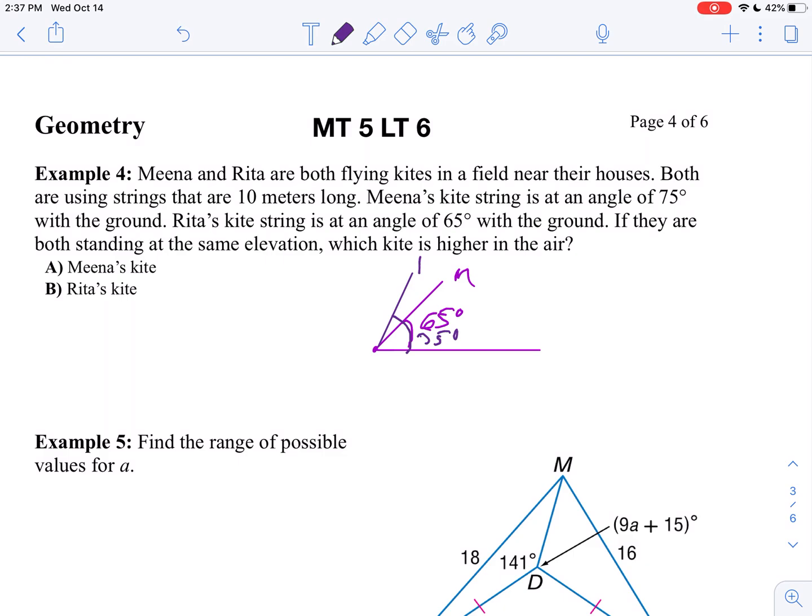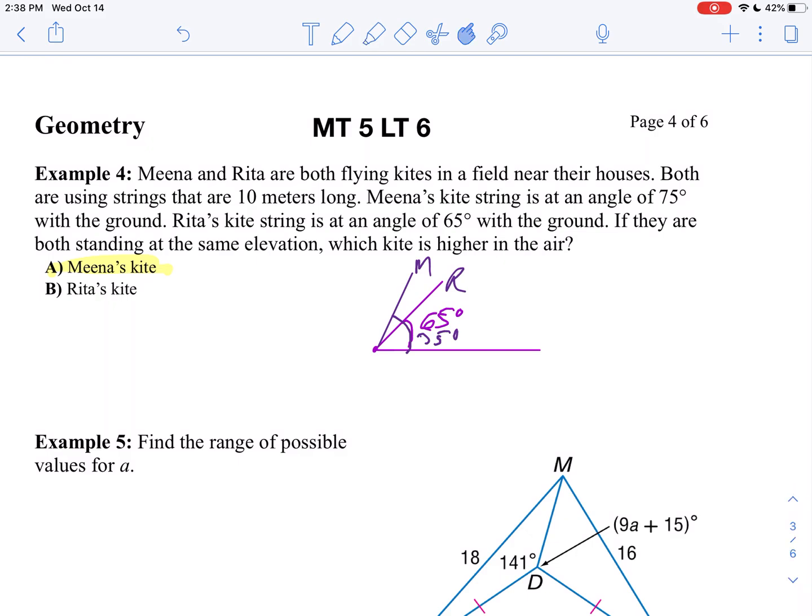So we can see then that Rita, oh, I got those labeled backwards, don't I? Let me try that again. So Rita is at 65 degrees. That's R. Mina is at 75 degrees. So we can see Mina is higher.